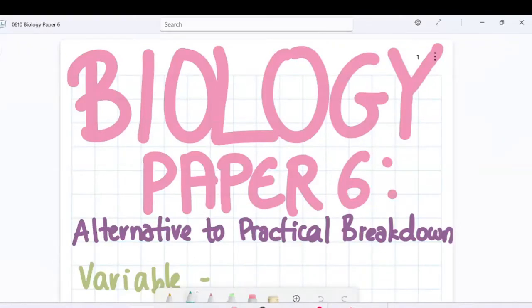The next few months I'll be covering paper 6 skills for IGCSE biology. Now this is an alternative to practical paper and I'm going to break down every single skill that you need to answer every single question. This is the one paper you can actually get a 40 out of 40 on. I'm going to make a series of videos on every skill that you need.